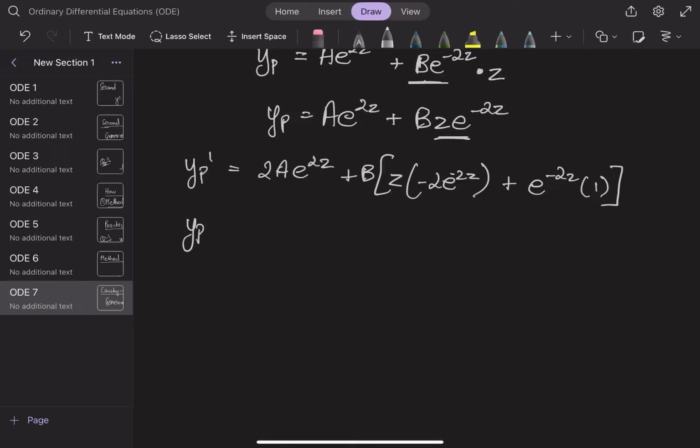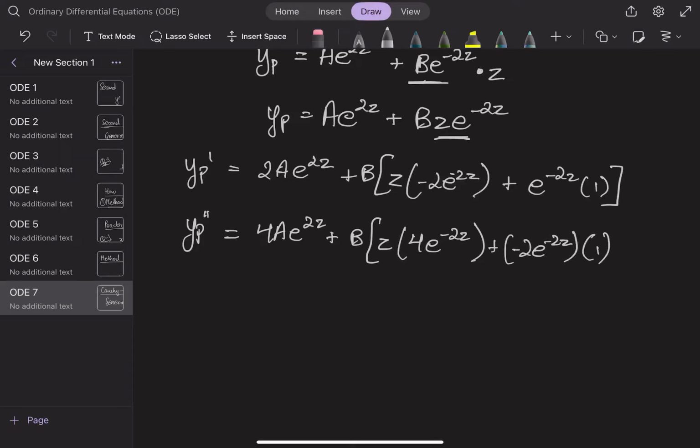Now let's find yp double dash. So this becomes 4A e raised to 2z plus B. Again, let's ignore z and differentiate this. This becomes 4 e raised to minus 2z plus, let's ignore the second part, differentiation of z is 1, and for this it becomes minus 2 e raised to minus 2z.